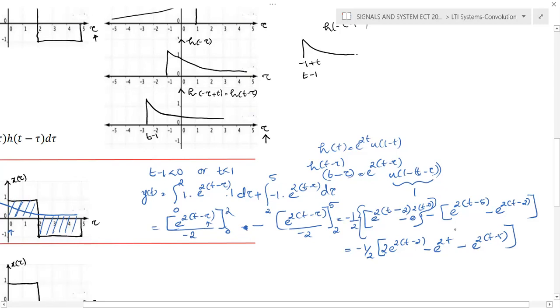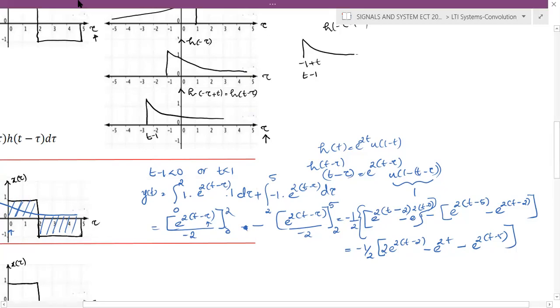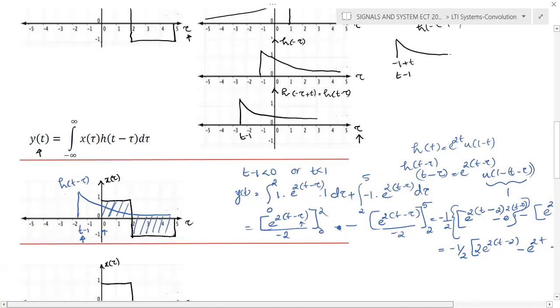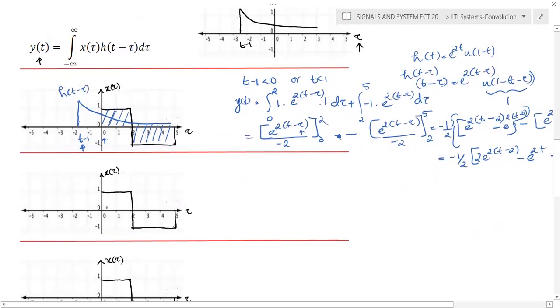Now we'll move to the second equation. Already we considered t minus 1 less than 0. Now we consider the case where t minus 1 is greater than 0, but it is less than 2.